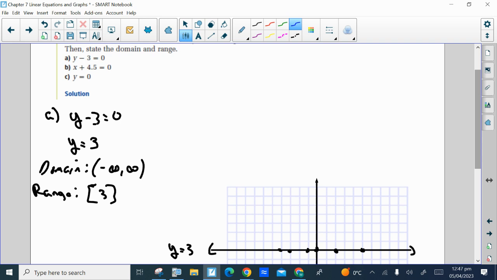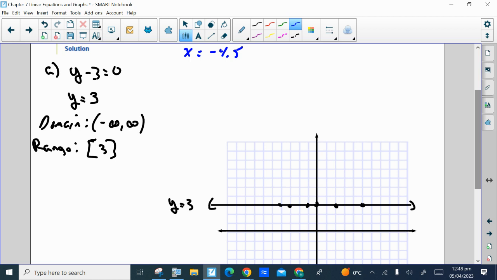So there's the first one. The second one has only x. The second one is x plus 4.5 equals 0. So if you get x by itself by subtracting 4.5 from both sides, you get x equals negative 4.5, which means that the y values can change, but x is always negative 4.5.